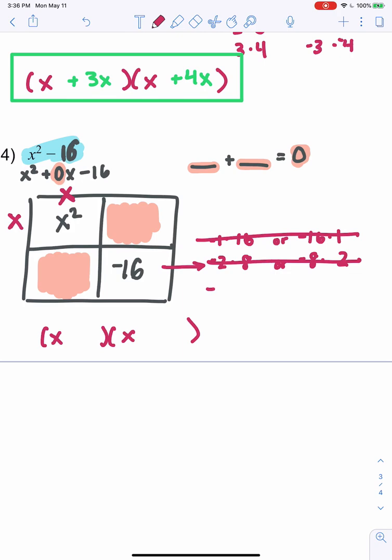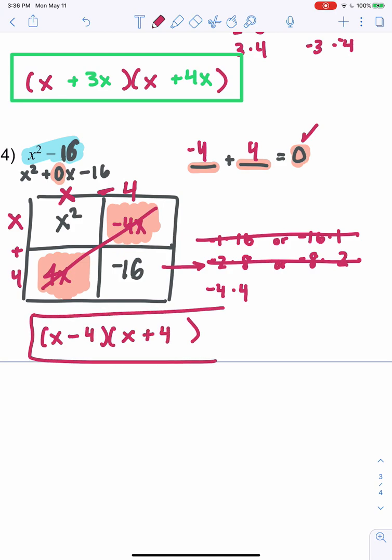Well, what about negative 4 times 4? It does equal negative 16, and negative 4 plus 4 does equal 0. That works, so we could have x minus 4 and get us negative 4x, and x plus 4 and get us 4x, and these two would add to 0, so we would be left with just x squared minus 16. So we have x minus 4 and x plus 4 as our two factors.